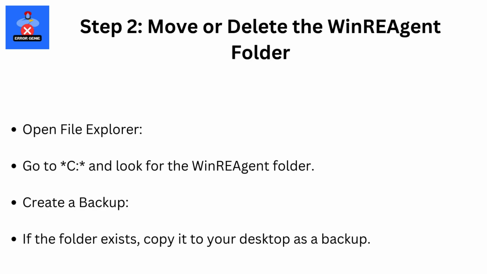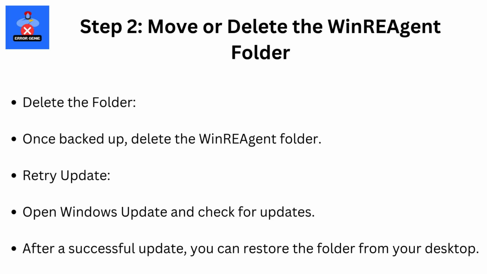Step 2. Move or delete the WinReagent folder. Open File Explorer. Go to C: and look for the WinReagent folder. Create a backup. If the folder exists, copy it to your desktop as a backup. Delete the folder. Once backed up, delete the WinReagent folder. Retry Update. Open Windows Update and check for updates. After a successful update, you can restore the folder from your desktop.